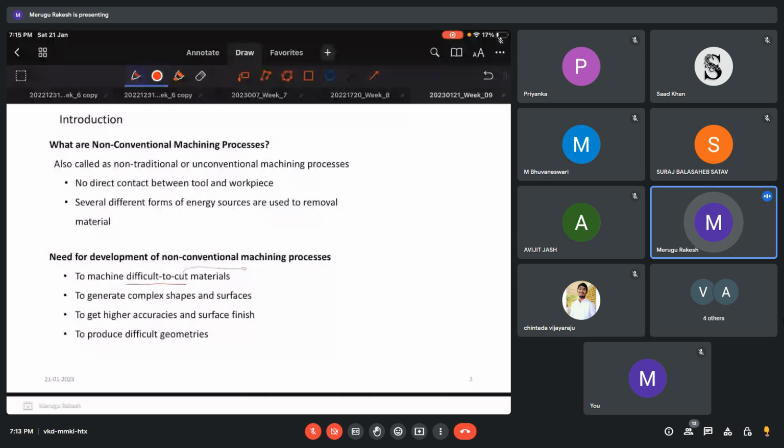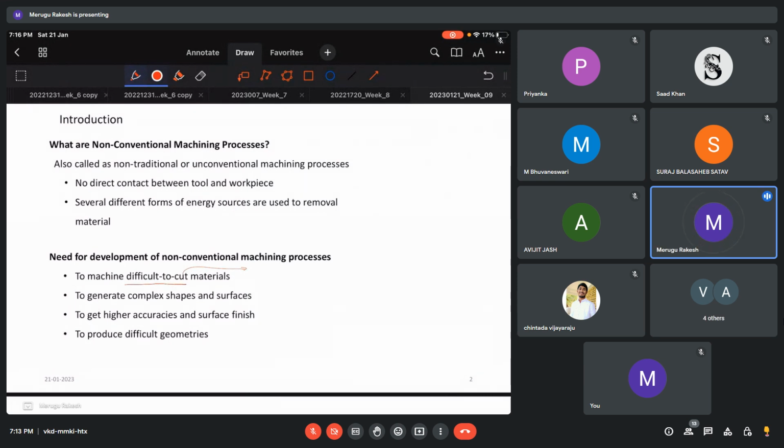The other need is to generate complex shapes and surfaces, which is difficult in conventional processes. And the other thing is accuracy, surface finish, as well as the ability to produce difficult geometries with ease.